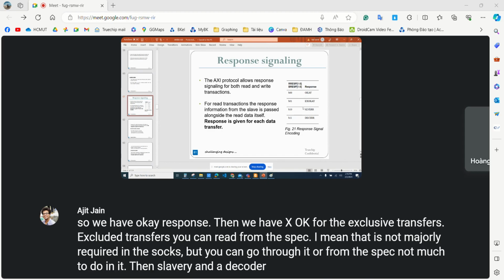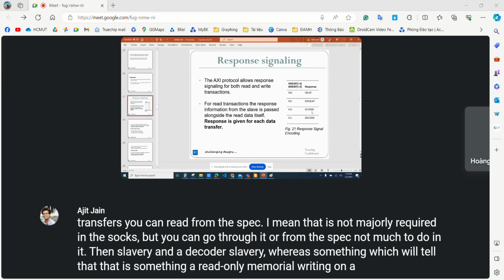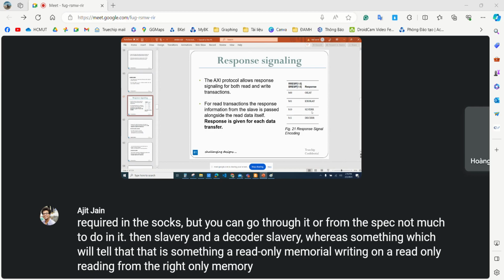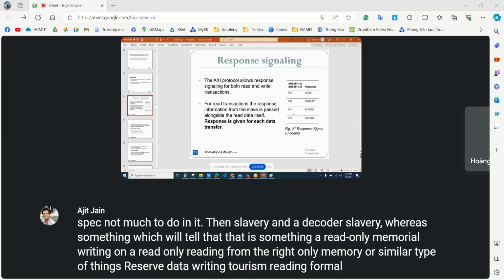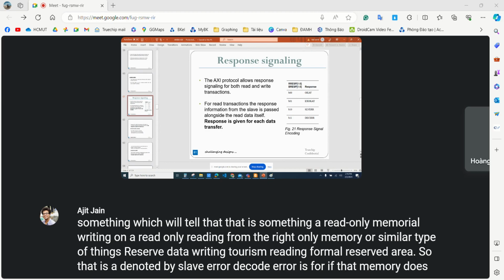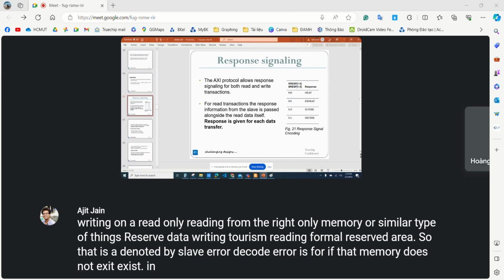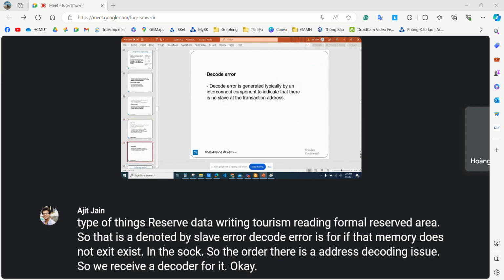Slave error is something which will tell that there is something like a read only memory being written to, or reading from a write only memory, or similar types of things. Reserved area, writing to a reserved area, reading from a reserved area. So that is denoted by slave error. Decode error is for if that memory does not exist in the SoC, or there is an address decoding issue. So we receive a decode error for it. Okay.